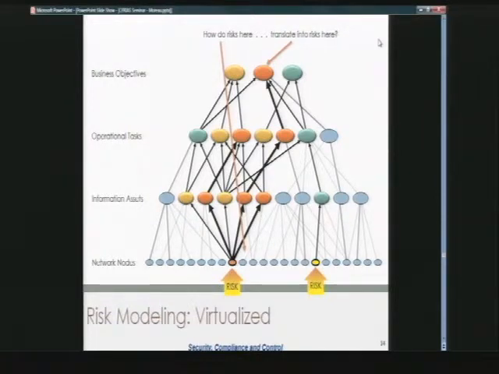And the idea is this, that I can decide what my business objectives are and how important they are. Then I can decide for each of those business objectives what the operational tasks are that are required in order to realize those business objectives. Then I can decide which information assets get used to do each of those tasks. Then I can decide what network nodes support those information assets, supporting those operational tasks, supporting those business objectives.